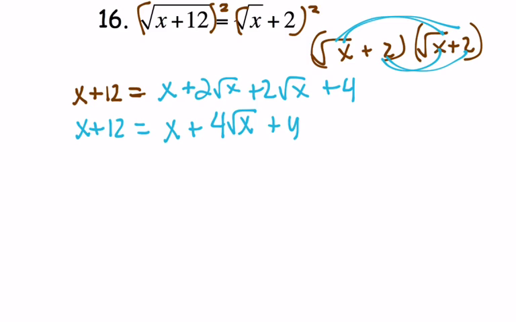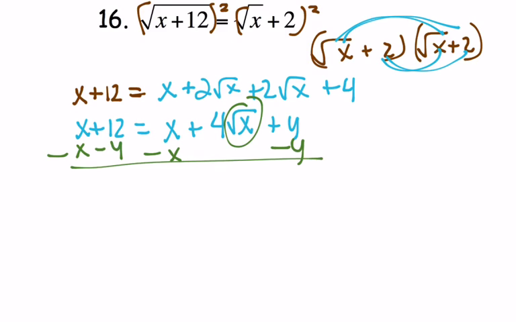All right, well, shucks, now we still got a radical right here. So we isolate the radical and then square both sides again. So here we go. Isolating this radical, I'm going to minus the x, I'm going to minus the 4 from both sides. So I end up with 8 equals 4 root x.